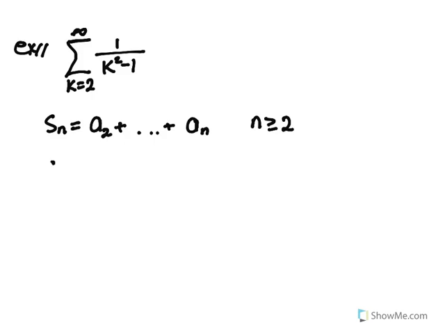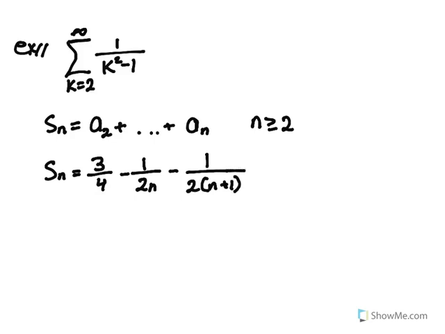And the general formula for S_n in this example is actually equal to 3/4 minus 1 over 2n minus 1 over 2 times n plus 1. This can be shown by using induction on n. I'll again leave that as an exercise for you if you want to try it at home. But from here we can see that S_n converges.